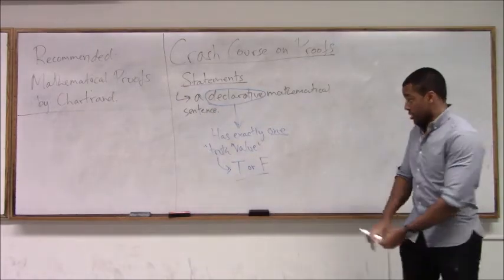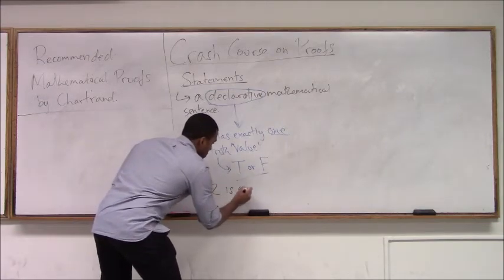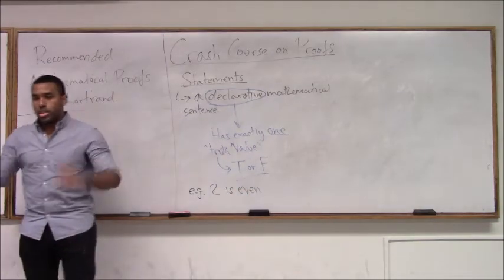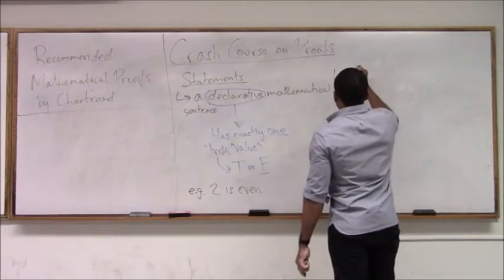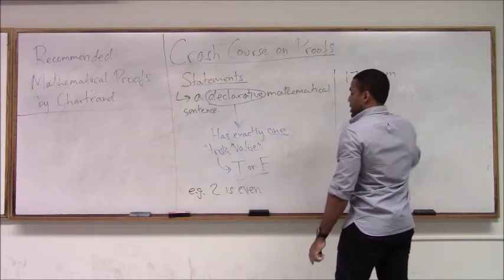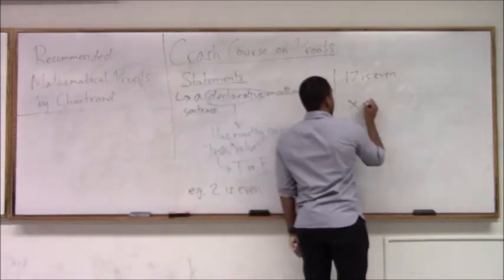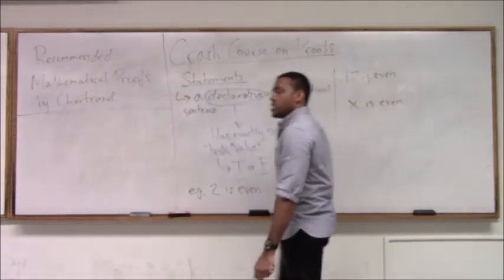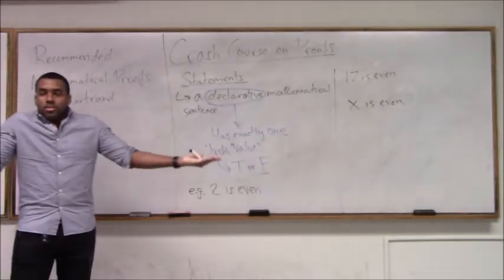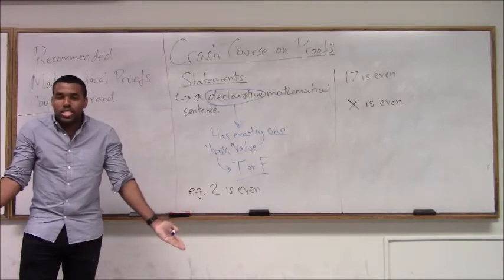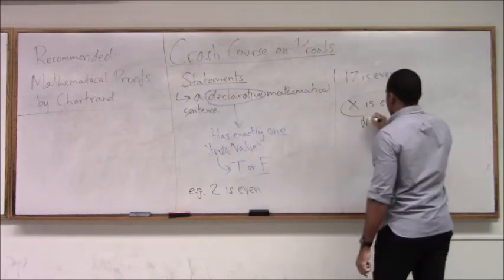These are mathematical statements. So for example, 2 is even is a statement. It can be true or false, right? 17 is even is also a statement. It happens to be a false statement, but it is a statement nonetheless. If I say x is even, that is not a statement. Why? x doesn't have a value. I don't know what it is. It could be true, it could be false. There's no way to be sure. It's not declarative, right? So this is not a statement.